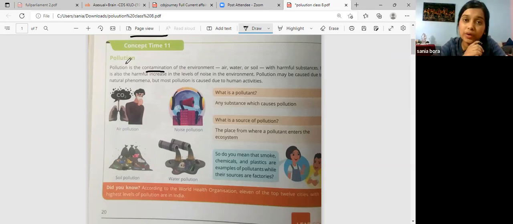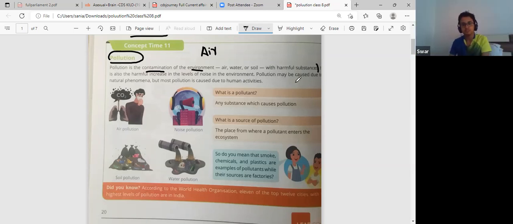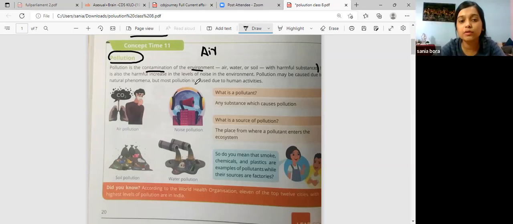So basically, if I ask you what is pollution, you will say, ma'am, pollution is the contamination of the environment. If I ask you what is air pollution, you will say, ma'am, contamination of air, right? But if I ask you simply about pollution, then you say pollution is the contamination of the environment. It can be air, water, or soil, contaminated with harmful substances. Clear?